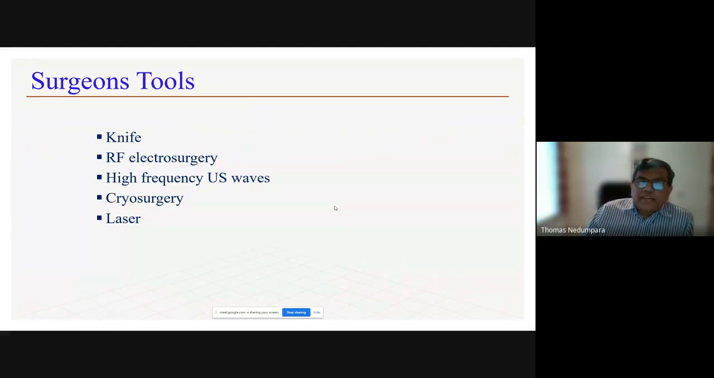So the surgeon has 5 tools. One is the ordinary knife. You can use radiofrequency electrosurgery, high frequency ultrasound waves, cryosurgery, and laser. So clearly the knife is the cheapest, and electrosurgery is widely available and is cheap also. Ultrasound, cryosurgery, and laser are used only in special cases.